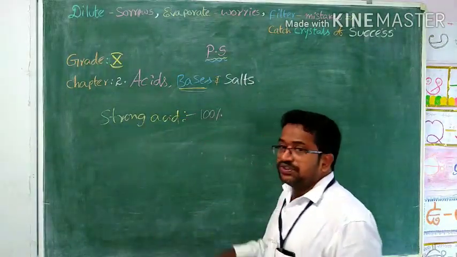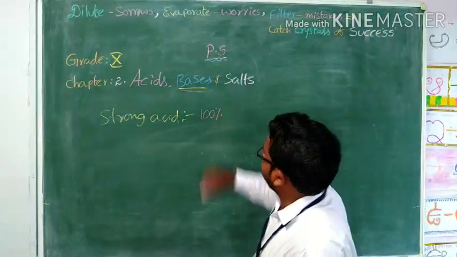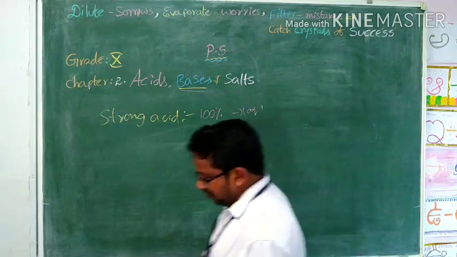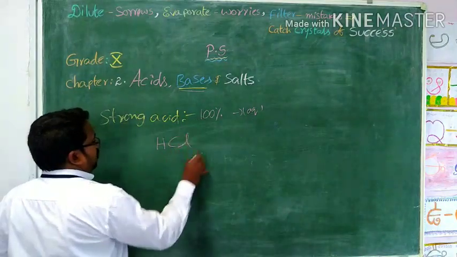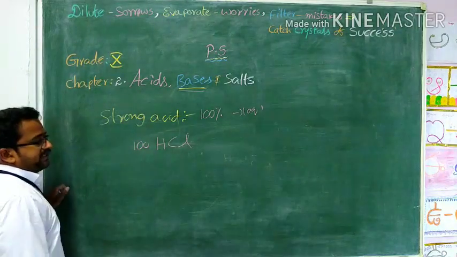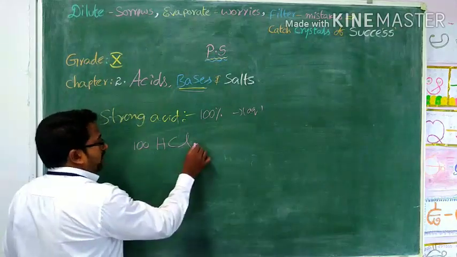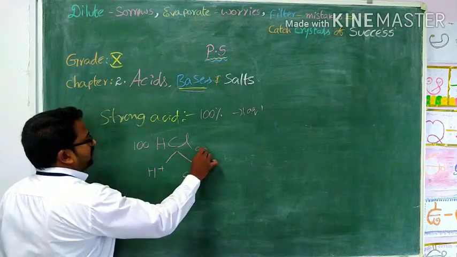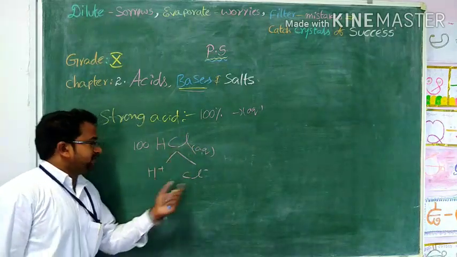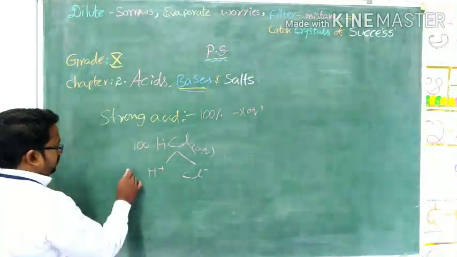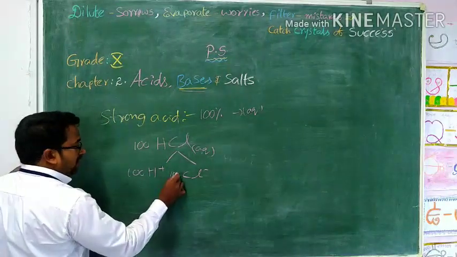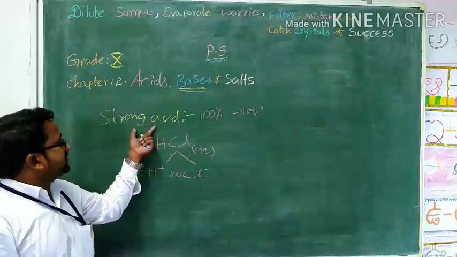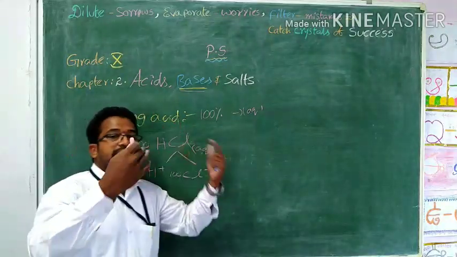The acids which are 100% ionized are completely ionized in the presence of aqueous solution. If you take HCl, how many molecules am I going to take? 100 molecules of HCl. What happened to these? It will decompose as H plus and Cl minus in the presence of aqueous solution. 100 is decomposed, so 100 H plus will be there and 100 Cl minus. So totally it is decomposed.